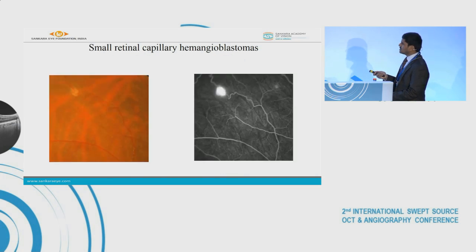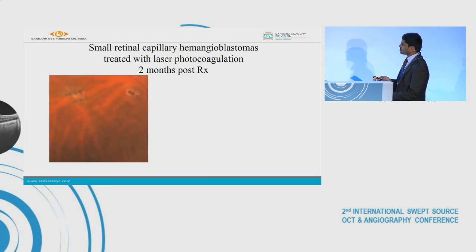So in this slide, we can see there are 2 retinal capillary hemangioblastomas, which are very well seen on angiogram than in color photograph. Both of them were treated with laser photocoagulation. So this is 2 months post-treatment, where we can see that a retinochoroidal scar has replaced the tumor area.